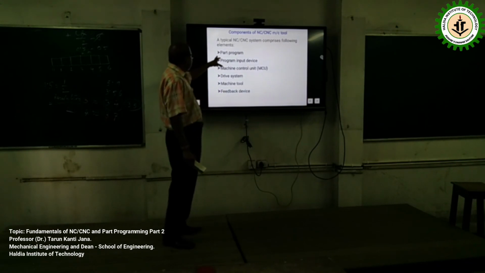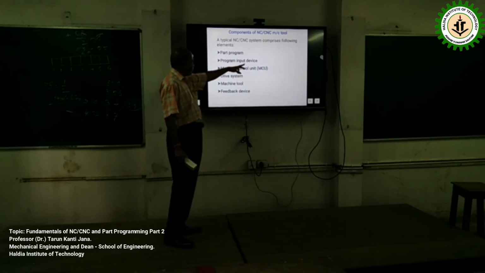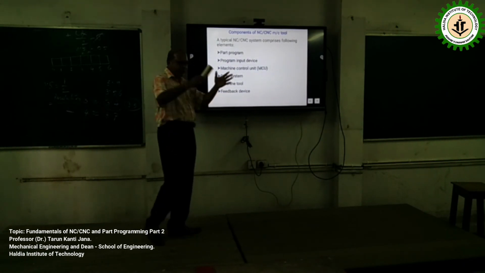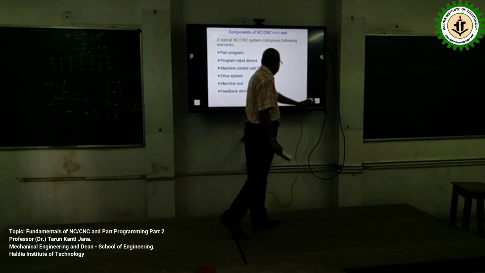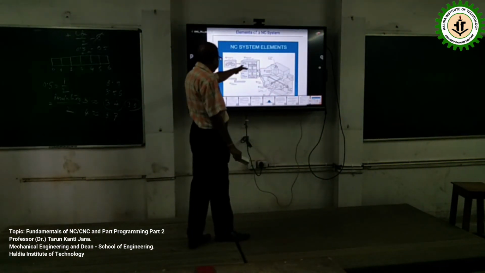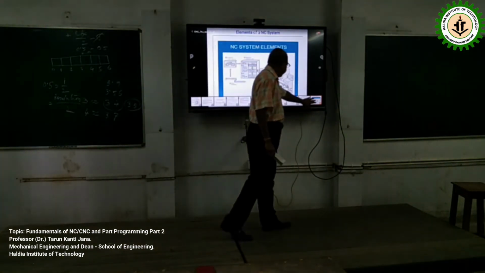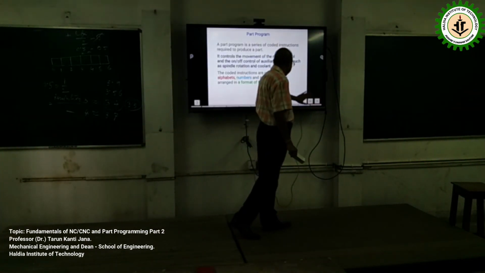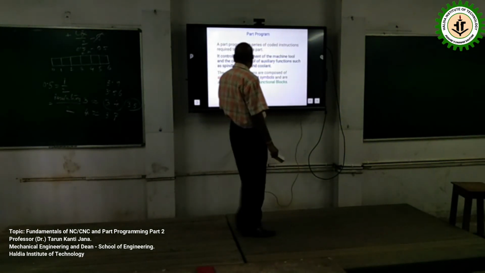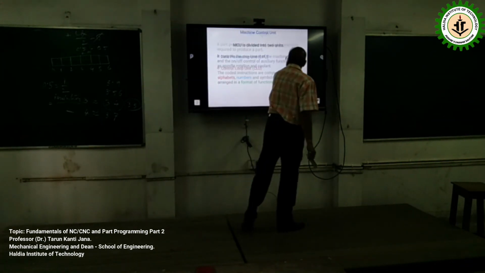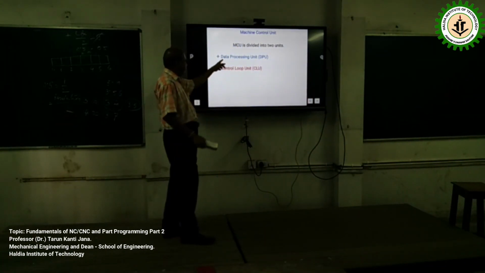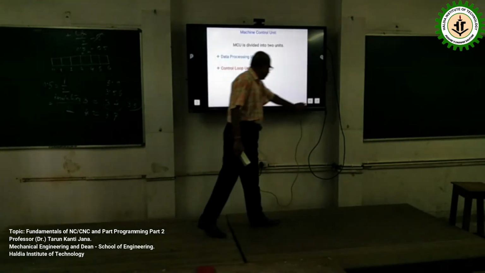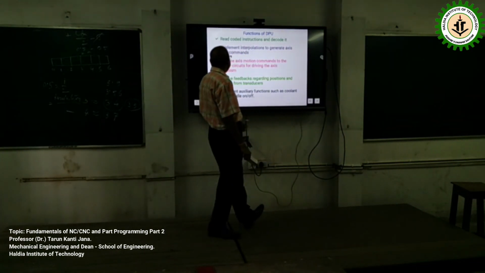Component wise, we will have a part program, one program input device, the MCU, which I have already told, the drive system, the machine to get the physical machine part, and the feedback device. This is what actually constitutes the system. The same thing is shown with an exploded view. Two units are shown: one is the DPU, one is the control loop unit.